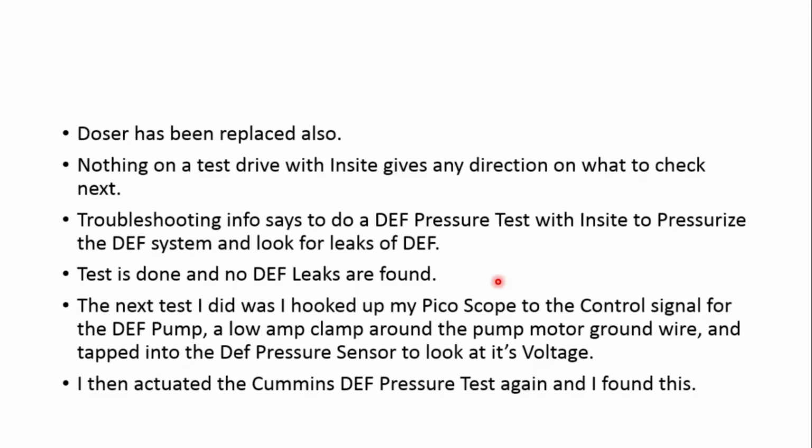So after that, I did some research and looked at the wiring schematic, and I decided to hook up my PicoScope to the control signal for the DEF pump, okay? And that's a voltage signal that is basically used to control the duty cycle of the pump current, okay? And I put a low amp clamp around the pump motor ground wire, and then I tapped into the DEF pressure sensor to look at its voltage, okay? So then I actuated the Cummins DEF pressure test again, and I found this.